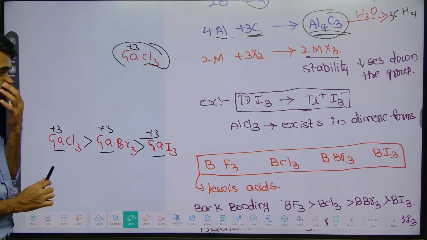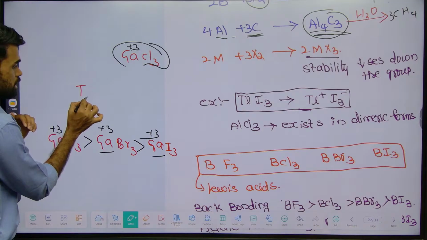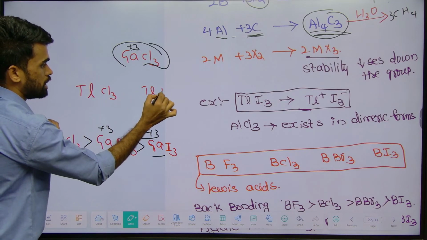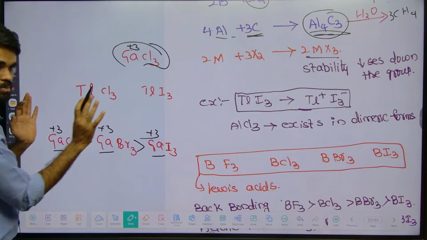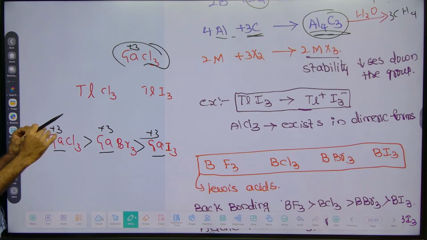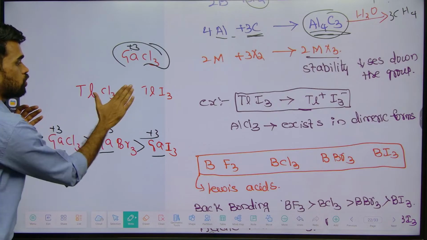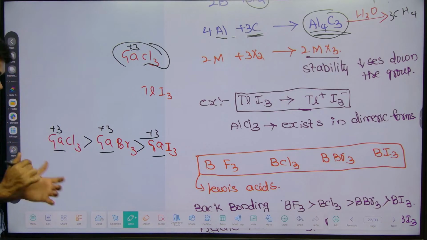Okay. Now look at this. Thallium chloride is there, thallium iodide is there. Both of them are unstable. But relatively who is more stable? The chloride one is more stable, right? Okay, this is clear. Let us keep it aside.